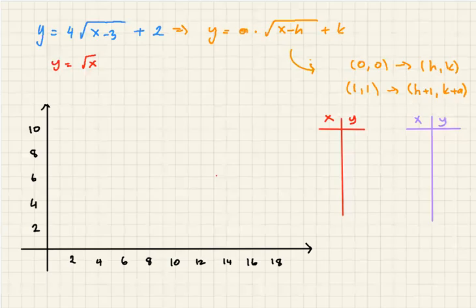Hi everyone. In this video, I'm going to talk about how we can transform the parent function of square root to get y equals 4 times square root of x minus 3, plus 2, by transformation. Before we do, I like to draw the parent function just to see how this is going to relate to each other. So let's go ahead and do that.